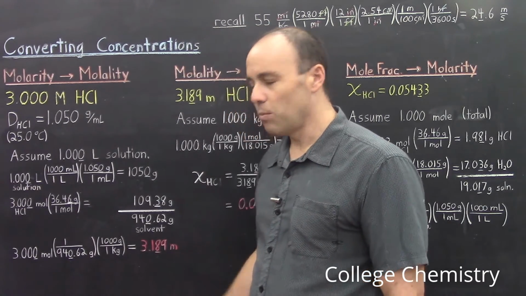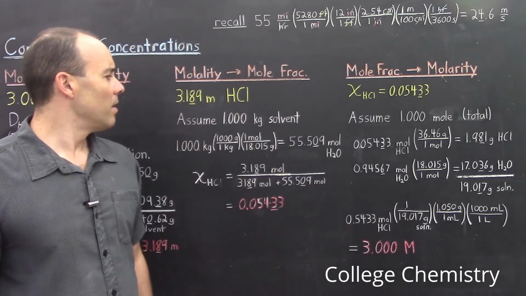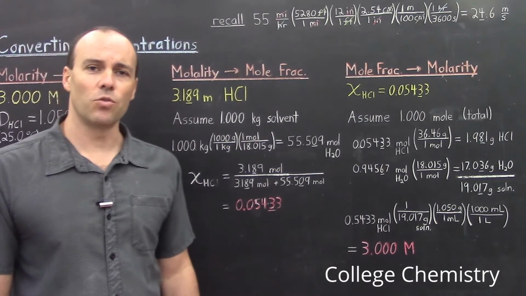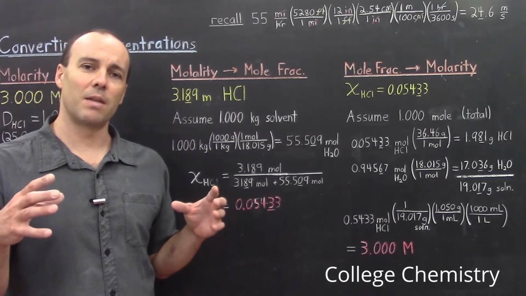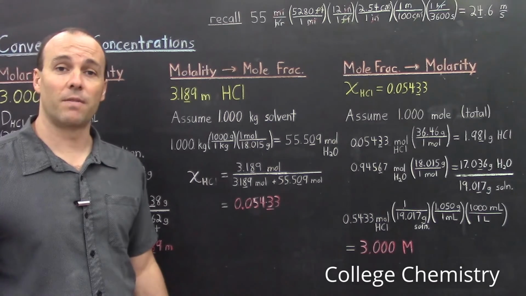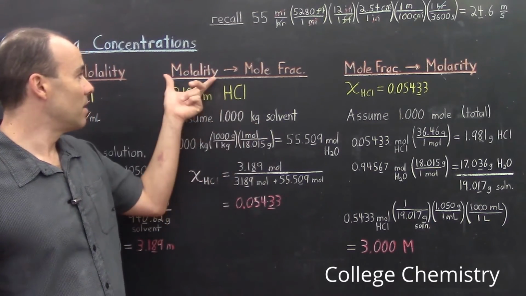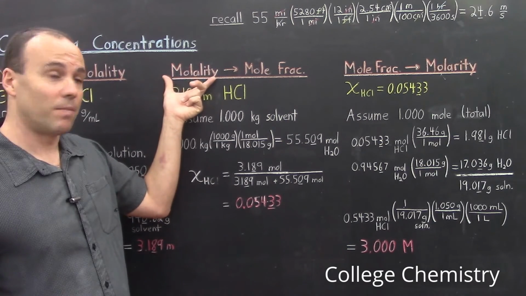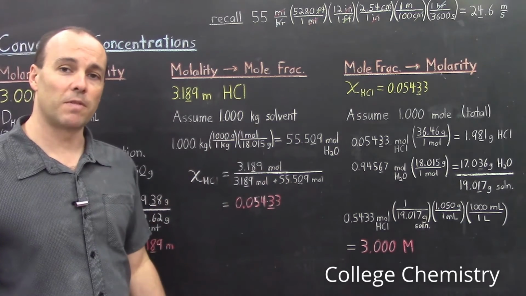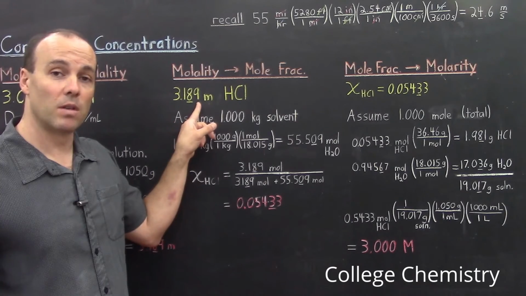So let's take our 3.189 molality and convert it to mole fraction. Now here we need to pick another convenient amount of solution, and the convenient amount this time is enough solution that contains 1 kilogram of solvent. Now this is a convenient amount because we know what we're starting with. If we start with molality and we assume 1 kilogram of solvent, then that means we have 3.189 moles of HCl.